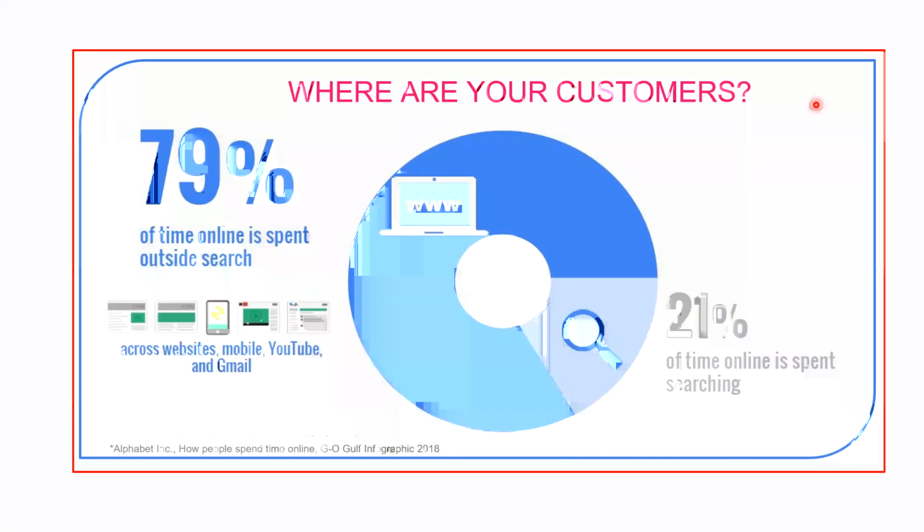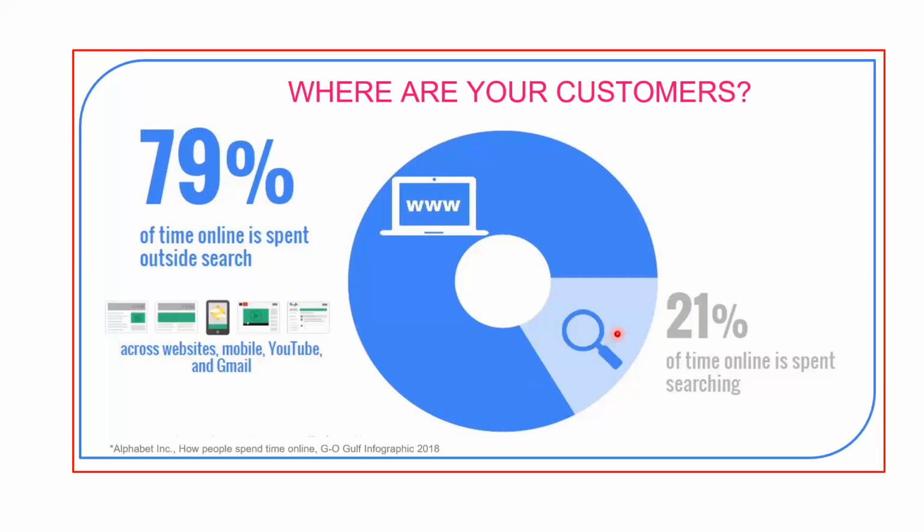So let's think about this a little. Whenever we advertise to a search engine, we're only advertising to about 21% of our time online, because that's how much time users spend in Bing or Google. Whereas 79% of our time is out there in social media, websites, mobile devices, YouTube, Gmail, you name it. Very little of our internet time is actually spent in search. So the ads we just created are really only capturing 21% of that marketing space.